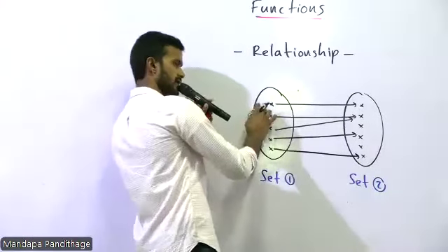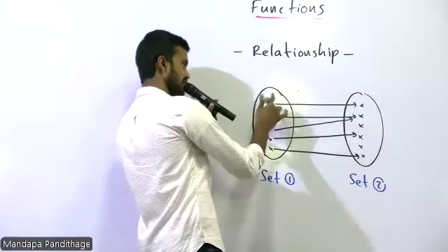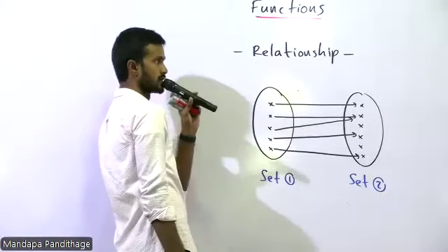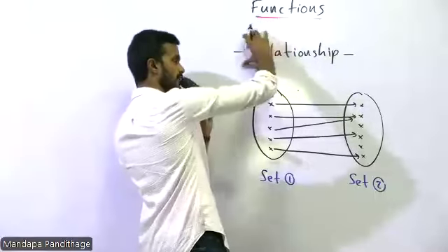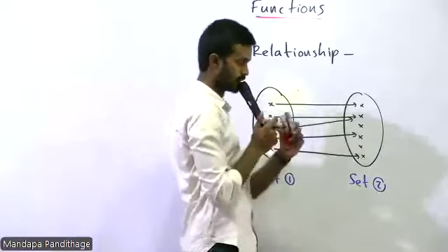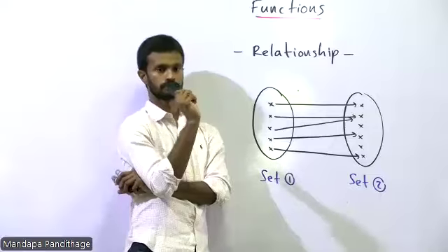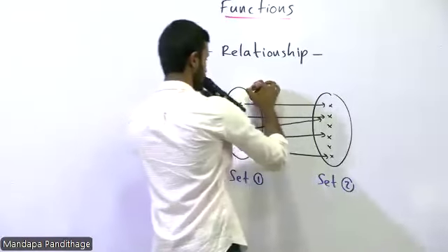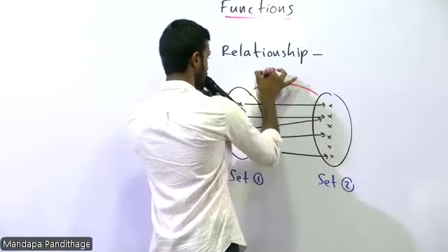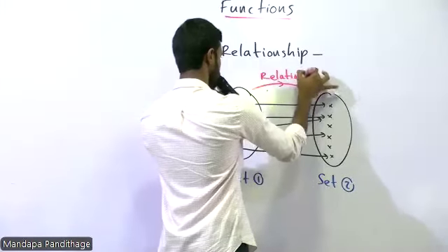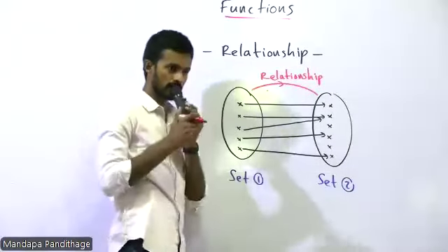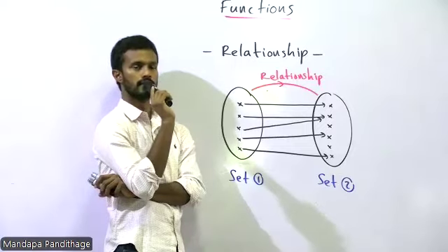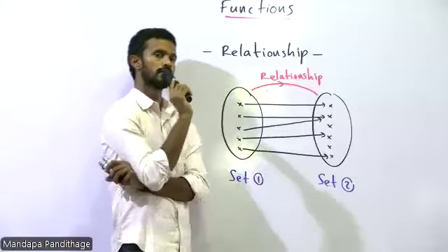So what is a relationship? A relationship is a connection which connects or relates the elements of one set to the elements of the other set, and it is mathematically termed as a relationship. Okay, so that is the basic one. Before coming to functions, we need to understand the meaning of a relationship. Right, in this way, before defining a function, we need to have a clear understanding about a relationship in maths.